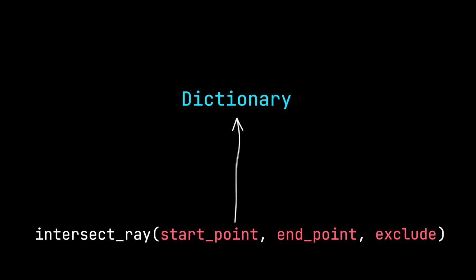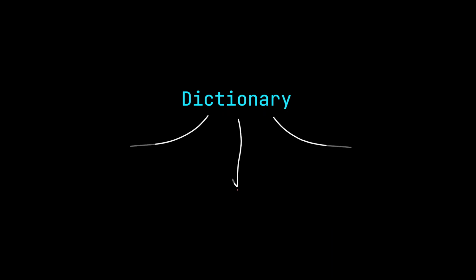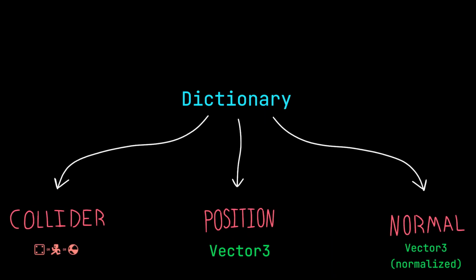intersect_ray returns a dictionary containing a lot of different values, which you can see on the screen right now, but the most important ones are the ones we talked about earlier, collider, which is the object we actually hit, and position, which is the location where the raycast hit.